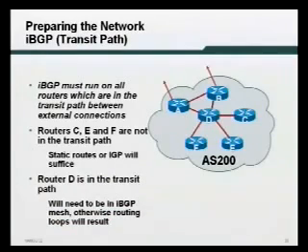If you have a situation like this, you only need to run iBGP on routers A, B, and D, because C, E, and F are on the edge of the network. They're not in any possible transit path between A and B.